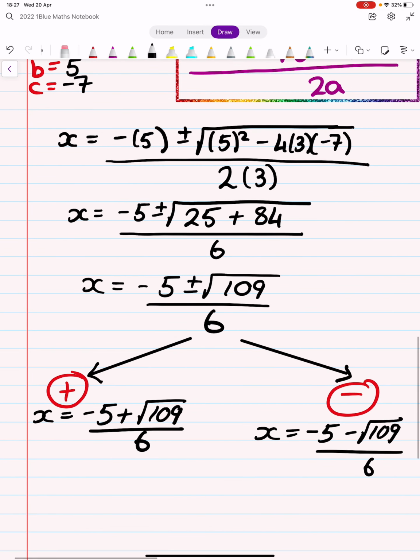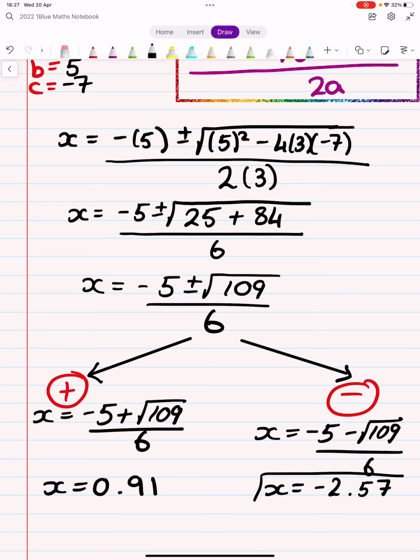Nearly there. We just sub these into our calculators and we're rounding to two decimal places like the question asked. So this one will give us 0.91 and this one will give us minus 2.57. And they are our two answers for x.